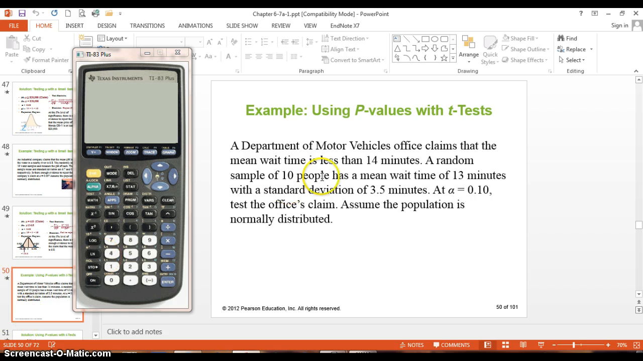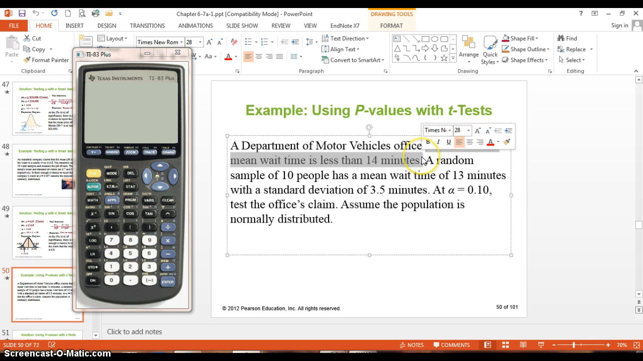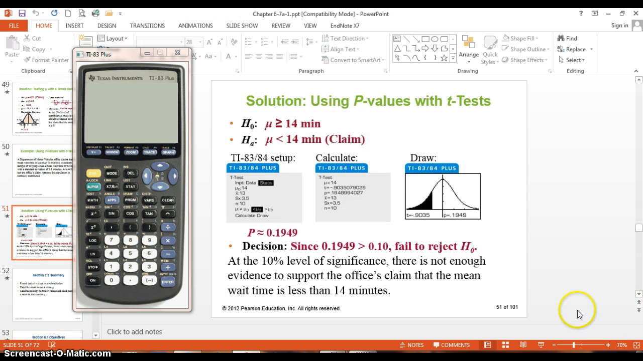Again, assume the population is normally distributed. So the claim here is that the mean wait time is less than 14 minutes. Less than 14 minutes is literally the less than sign, and because there's no equal sign there, this must be the HA statement. So let's switch to the next page. Our claim here is that the mean is less than 14 minutes, so HO is going to be the exact opposite of less than, which is greater than, and the equal sign.